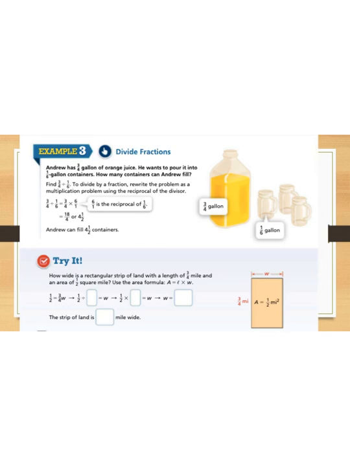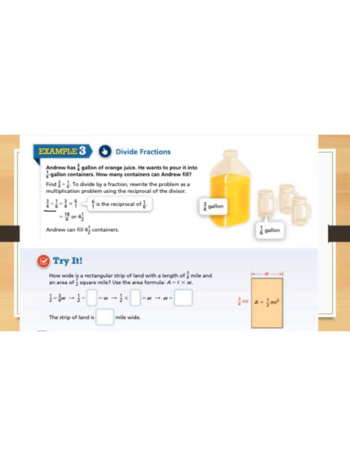Next thing that we're going to do is divide fractions. Andrew has 3/4 a gallon of orange juice. He wants to pour it into 1/6 gallon containers. How many containers can Andrew fill? Find 3/4 divided by 1/6. To divide by a fraction, rewrite the problem as a multiplication problem using the reciprocal as the divisor. This is exactly what we've been talking about.